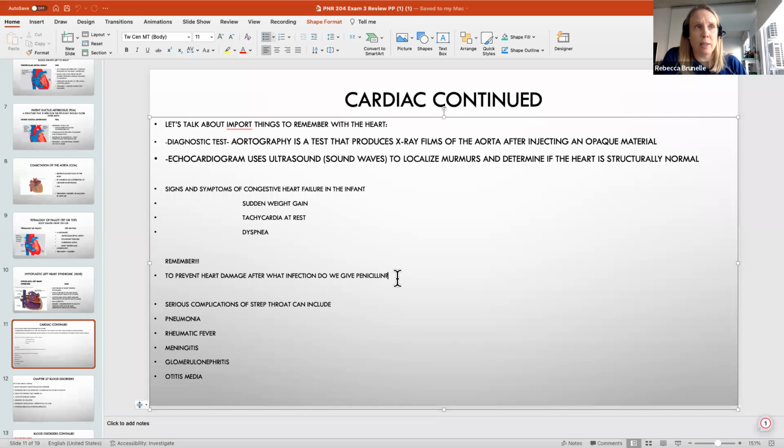And to prevent heart damage, after what infection do we give penicillin? There's one infection that we talked about a couple of different times. Do you guys remember what it was?